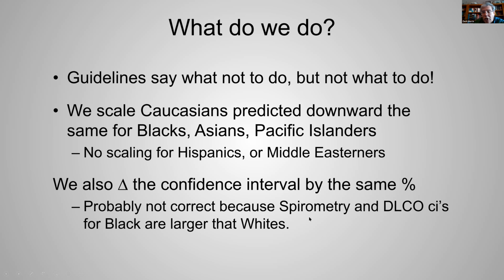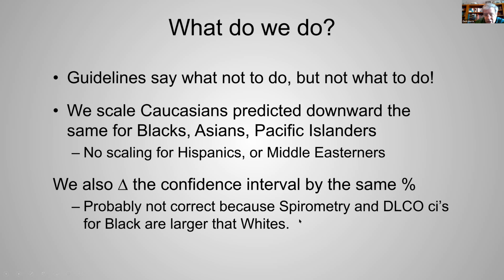Why that's probably not correct is we know when we're looking at the confidence intervals for Blacks, for spirometry and diffusion, we know their predicted values are lower, but their confidence intervals are greater in the studies that have been done. Part of the reason might be because, unlike whites or Caucasians, who have a pretty uniform ancestry or background, the Black population is quite the converse. You're talking about many, many different races that just happen to have dark skin.